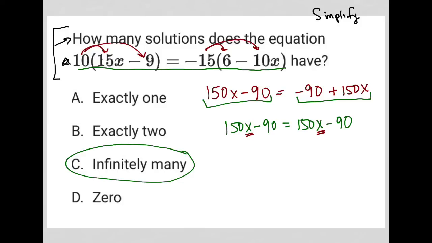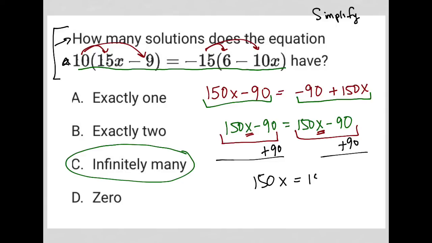no matter what number, positive or negative, fraction or decimal, doesn't really matter. Whatever I replace x with, it will cause the left side of this equation to equal the right side of this equation. So that's a fact in itself. However, I could go on and simplify this by adding 90 to both sides, combining our like terms. I'd get 150x equals 150x.